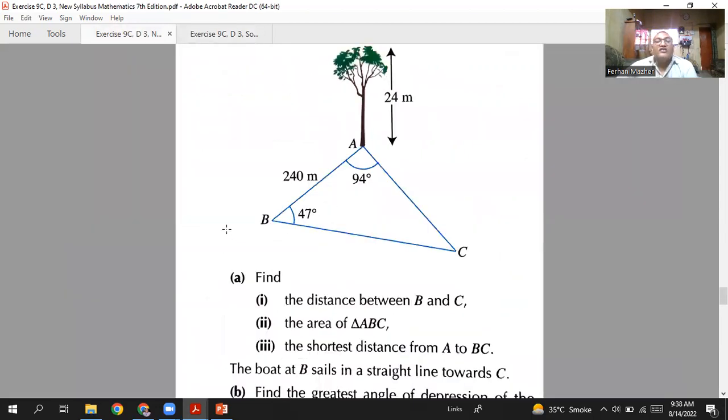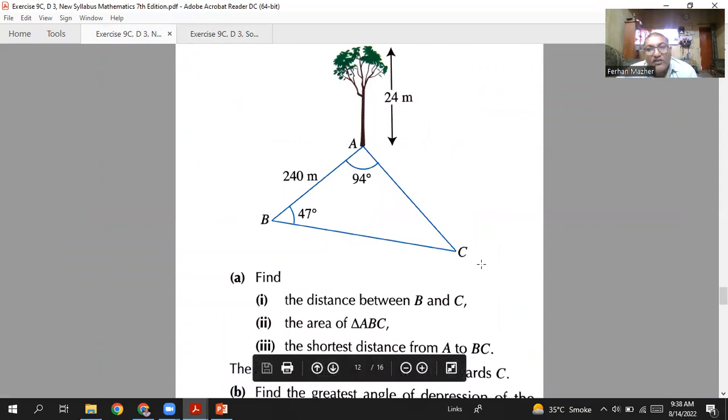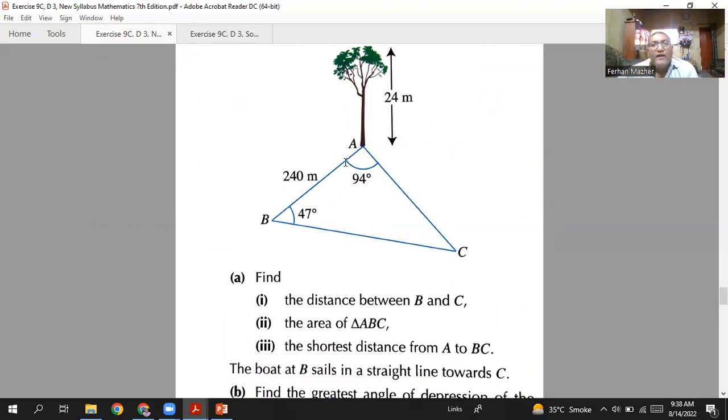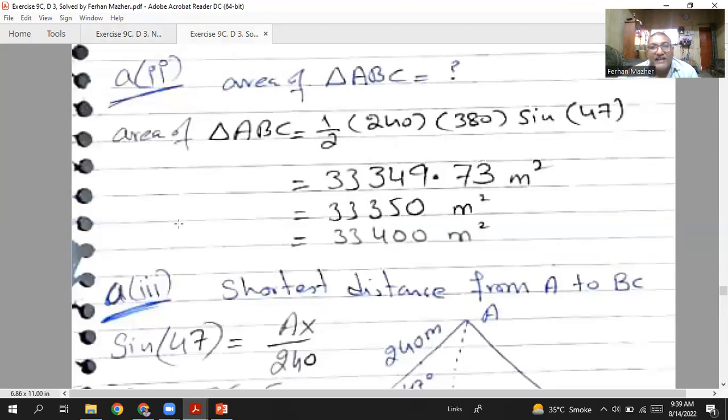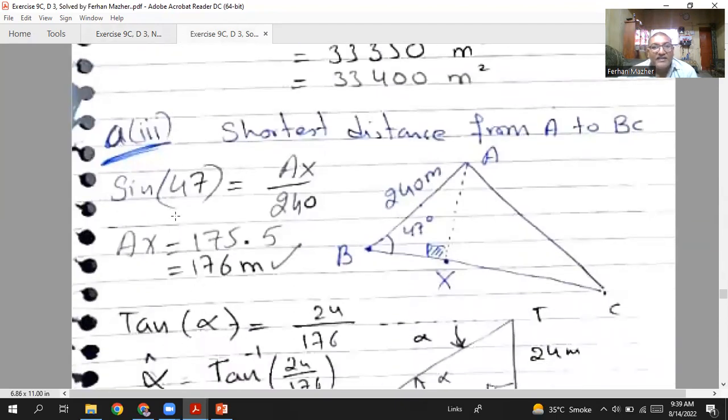The next question is the shortest distance from A to BC. If you are walking from B to C or C to B, the shortest distance from A onto BC will be the perpendicular from A onto the side BC. I will draw a perpendicular like this, which makes a 90-degree angle with BC, and I have to find that distance. So this will be a right angle triangle. This angle will be 47, this side will be the hypotenuse, 240, and the perpendicular will be the question. This is the strategy to find that shortest distance.